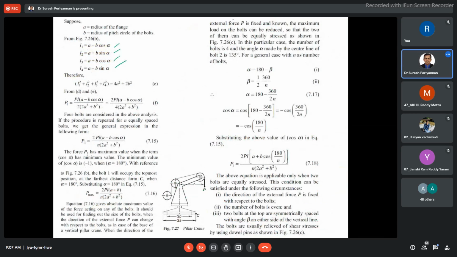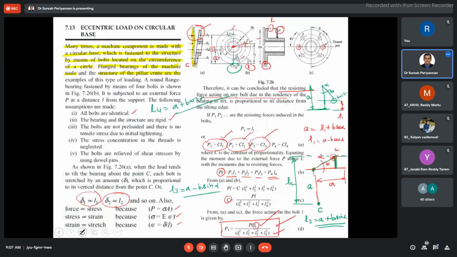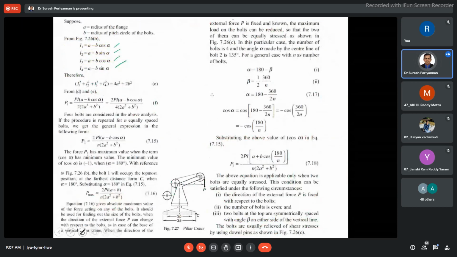Now, we already know the tensile load. We are considering P1, the tensile load acting here. Then substitute in your formula. Then PL is equal to, now instead of L1, L2 squared, L3 squared, I am substituting this. L1 is equal to A minus B cos alpha. L2 is equal to A plus B cos alpha. We are going to get like this. Then substitute your formula. This is your P1 load acting.